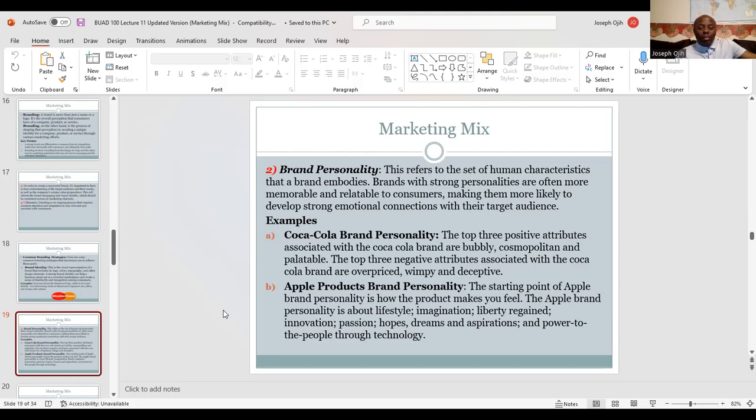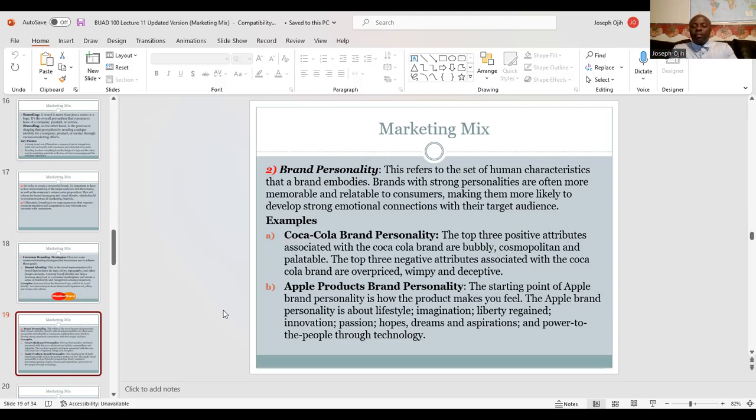Now it also has negative attributes because it is associated with price. Some people say it is overpriced. Some say it's not. Wimpy and deceptive. If you have a chance, explore why some customers describe Coke as overpriced, wimpy, and deceptive. Now, how about Apple products?